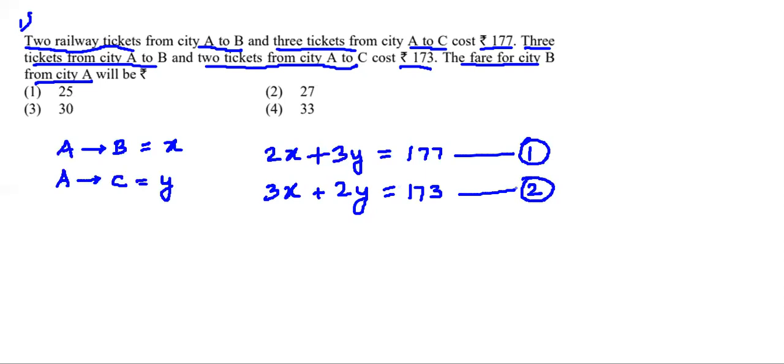Yes, so we have got two statements, which we turned into two equations. And we ended up with these two equations. Equation 1 says 2x plus 3y is equal to 177, and equation 2 says 3x plus 2y is equal to 173. What we are asked to find is the fare from city A to B. That is, how much is this A to B cost? That is, we are asked to find the value of this X only. So we need to find the value of X.